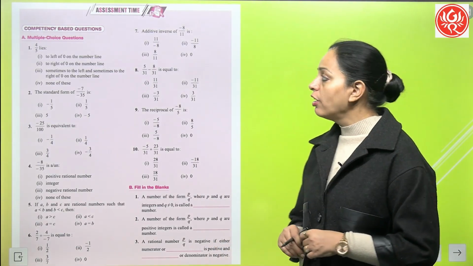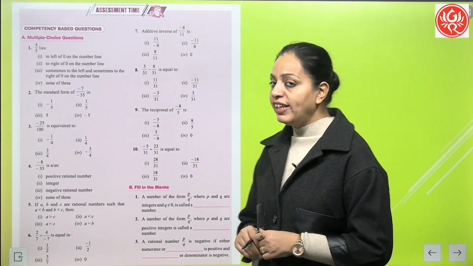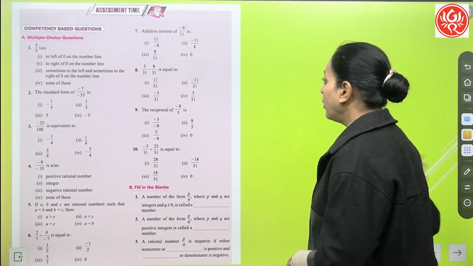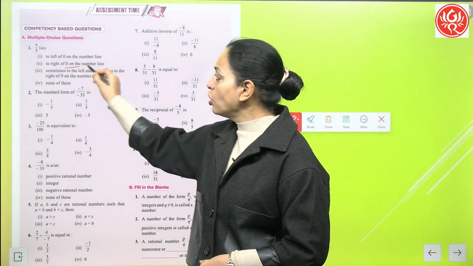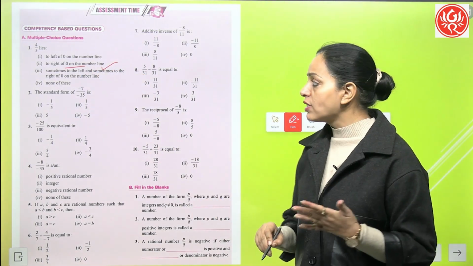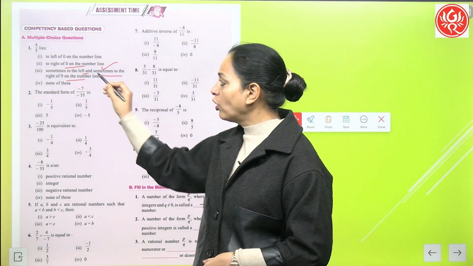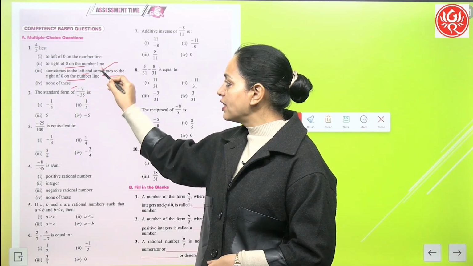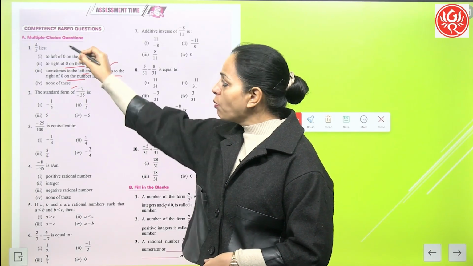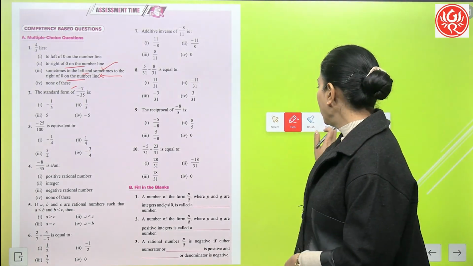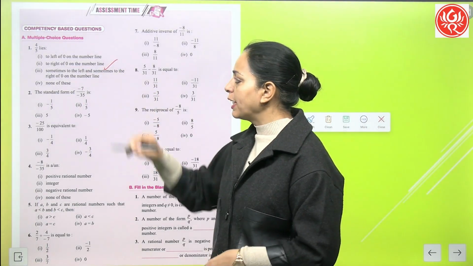The first one, 4 upon 5 lies. See, first one, to left of the 0 on the number line or to right of 0 on the number line, this is positive. And sometimes to the left and sometimes to the right of 0 and none of these. This is not possible. So it is positive. So it lies to right of 0. Means answer is this second part.